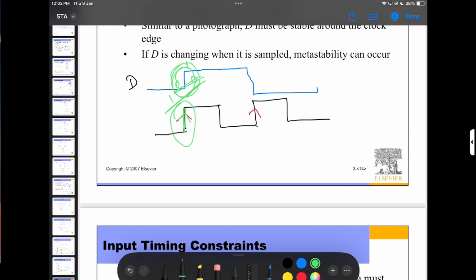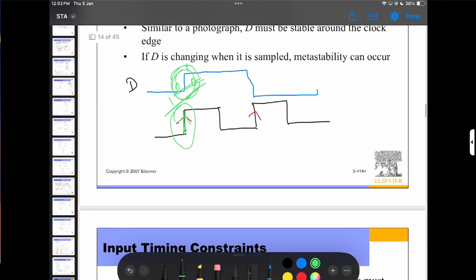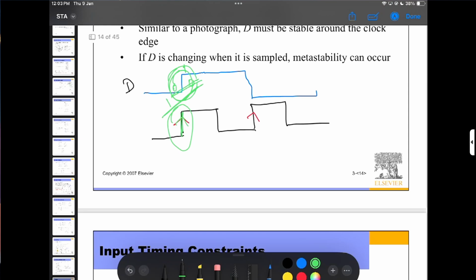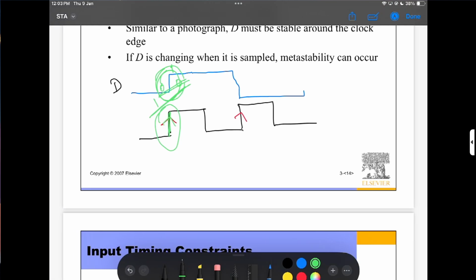My flip flop doesn't understand whether it should take 0 or 1. This is the main problem of a flip flop: when the clock comes, the circuit is confused about what to take, 0 or 1. This confusion occurs. So some setup time and some hold time are required.